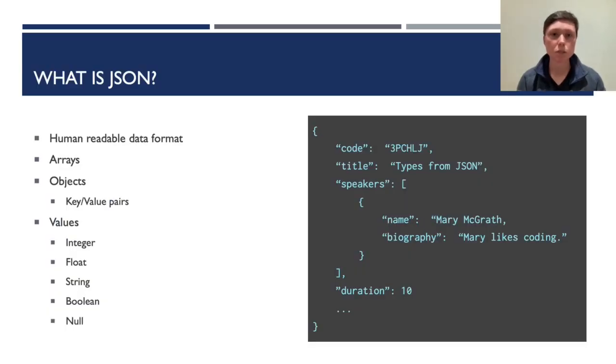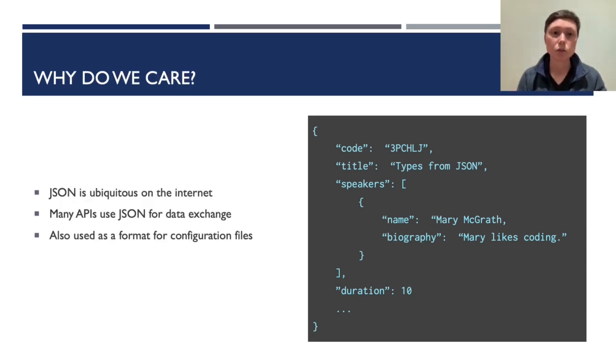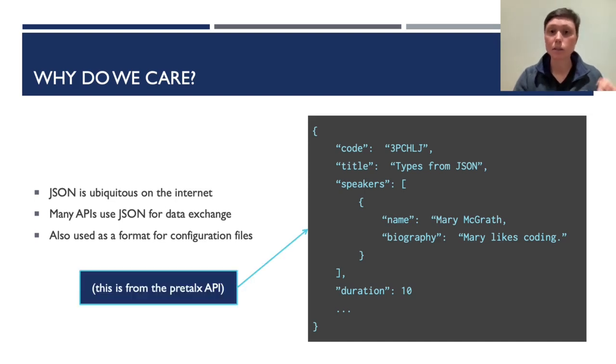So what is JSON? JSON is a human-readable data format. It has two main metatypes, container types, arrays, and objects. And then objects are key value pairs, and the values are a pretty basic set of integers, floats, strings, booleans, and nulls. And this JSON is used pretty much all over the internet. It's used as a pretty common data format, and it's also used pretty frequently in things like configuration files. And actually, this snippet I've been showing is from the Pretalks API, where Pretalks is the conference management program that JuliaCon uses.